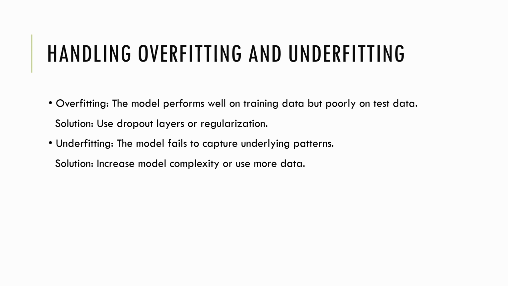Overfitting occurs when the model performs well on the training data but poorly on new unseen data. To address this, we can use techniques like dropout layers or regularization. Underfitting happens when the model is too simple and doesn't capture the underlying patterns in the data. In this case, we can increase the model's complexity or provide more data to help it learn better.